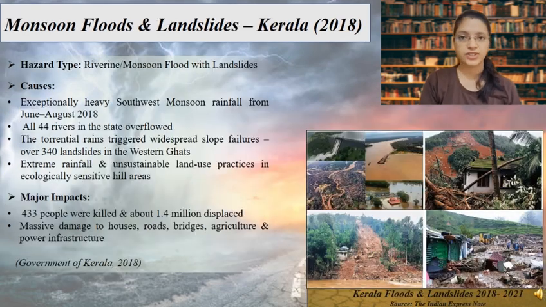Kerala floods and landslides of 2018. Exceptionally heavy rainfall from June to August in 2018 led to the overflow of several rivers in the state. This triggered over 340 landslides in the ecologically fragile Western Ghats. This event led to 433 deaths and the displacement of more than a million people in the state.